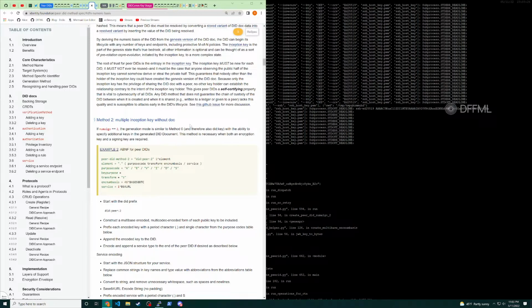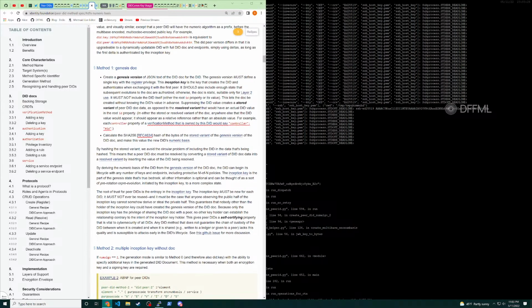All right, similar to method 0. Is there 1? Genesis doc. Create a Genesis version of a JSON document. Genesis version must define a single key with the register privilege. This inception key should create a doc that is the key that creates the DID and authenticates when exchanging it with the first peer. It should include enough state so subsequent evolutions to the doc are authorized. Otherwise, the doc is static, suitable only for layer 2 use. Must not include the DID itself, either the root ID property or its value.